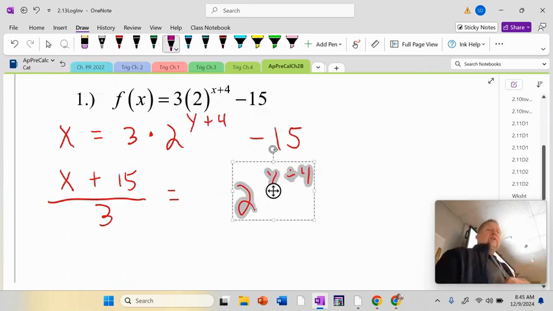I'm going to show you something here. Whatever I do to one side, do to the other. Okay, so I'm in a quandary here. Do we know how to change a logarithm to an exponent?